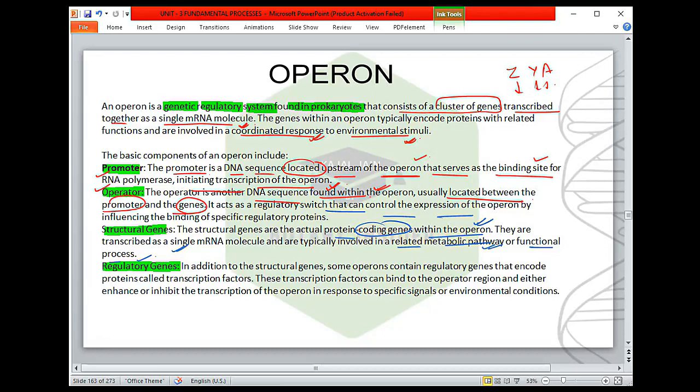So in addition to the structural genes, some operons contain regulatory genes as well that help to encode some transcription factors. They are helping in what? These are helping in the regulation of the operon. See, they can either enhance or inhibit the transcription of the operon in response to a specific signal.